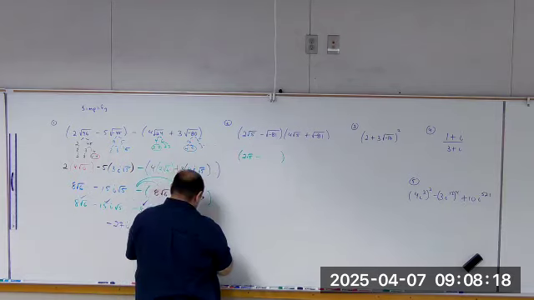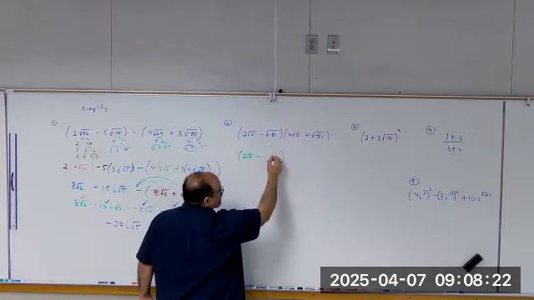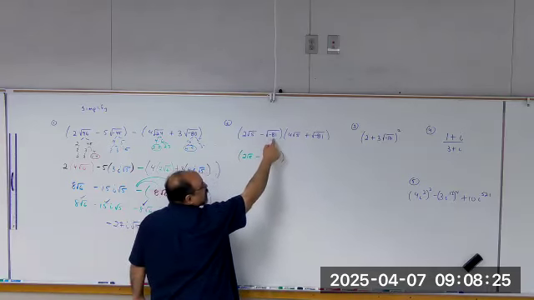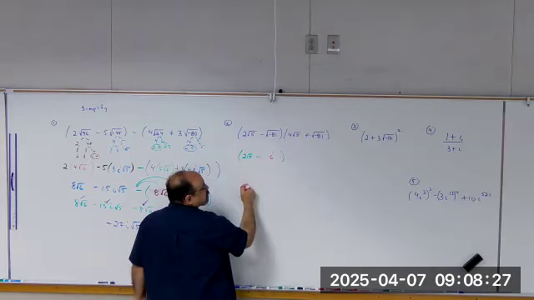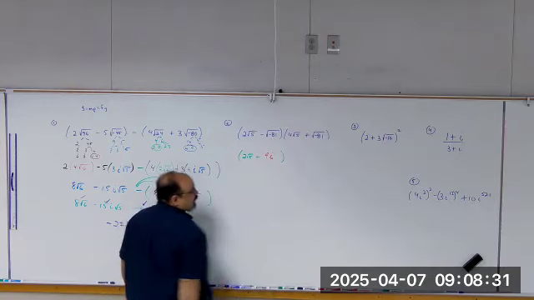Minus the square root of 81. So you're going to poke out the i. What's the square root of 81? It's just 9. So this is 2 square root 5 minus 9i.